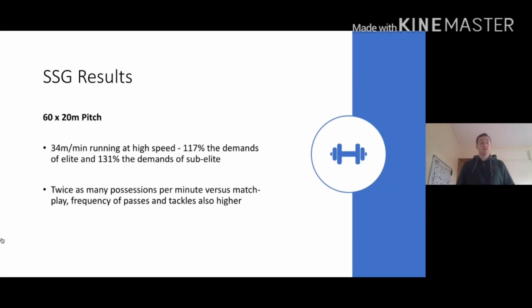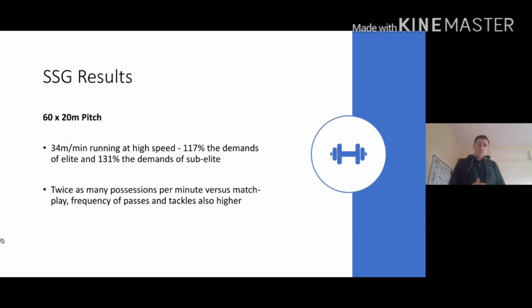When we're looking at the 40 meter pitch, what we saw that was good for was the number of tackles. So you can imagine it's more condensed. There were more scores, and there were short, sharp bursts as well, more so than the other pitches. But in terms of the high-speed running, it was a bit lower than the 60 meter pitch.